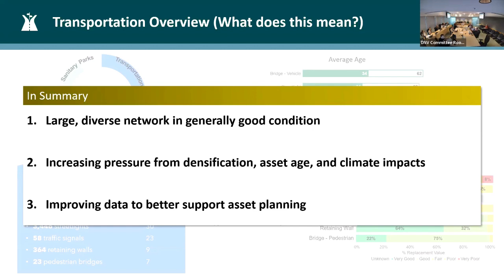And the third item here is improving data support, better decision making on asset planning. And that's kind of what I was talking about before in our sidewalks as a really good example. We do have some data gaps. This is an area that we continue to try to improve. And so we're working hard as a team to make improvements in those areas to support better decision making in the future as well.